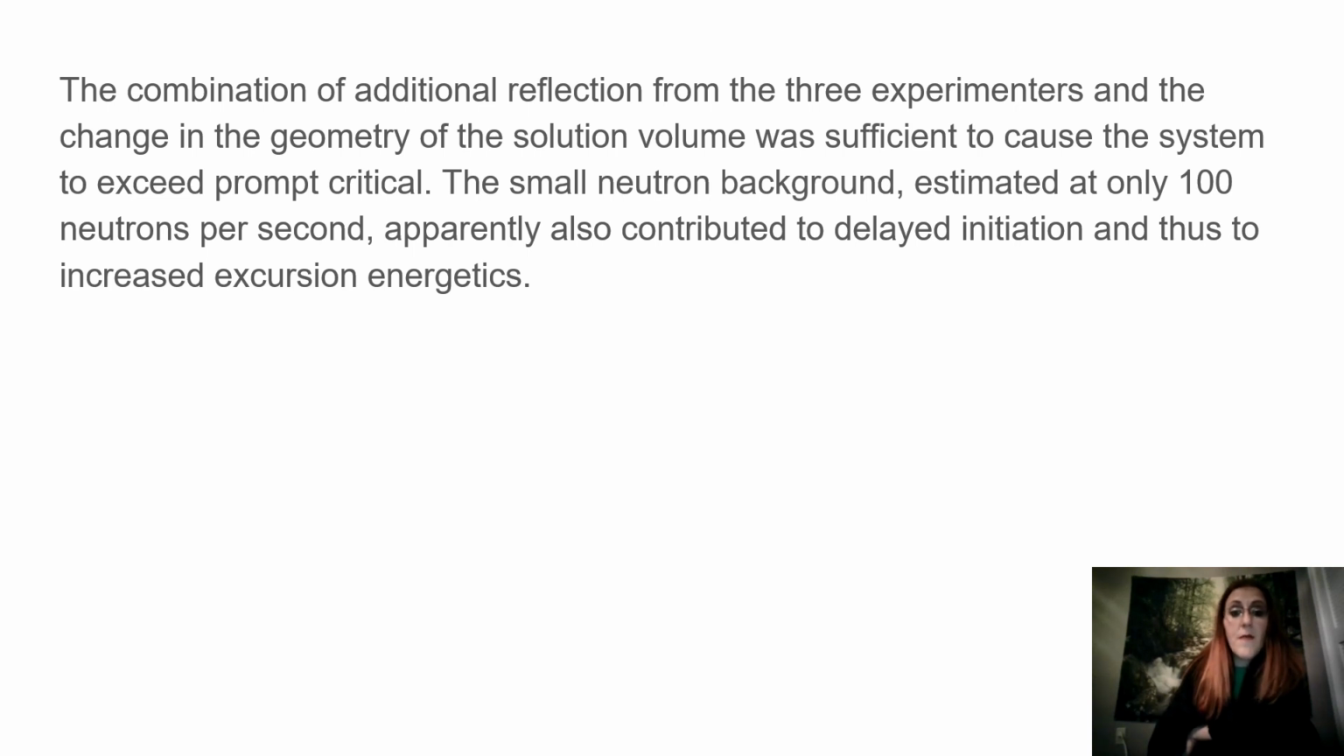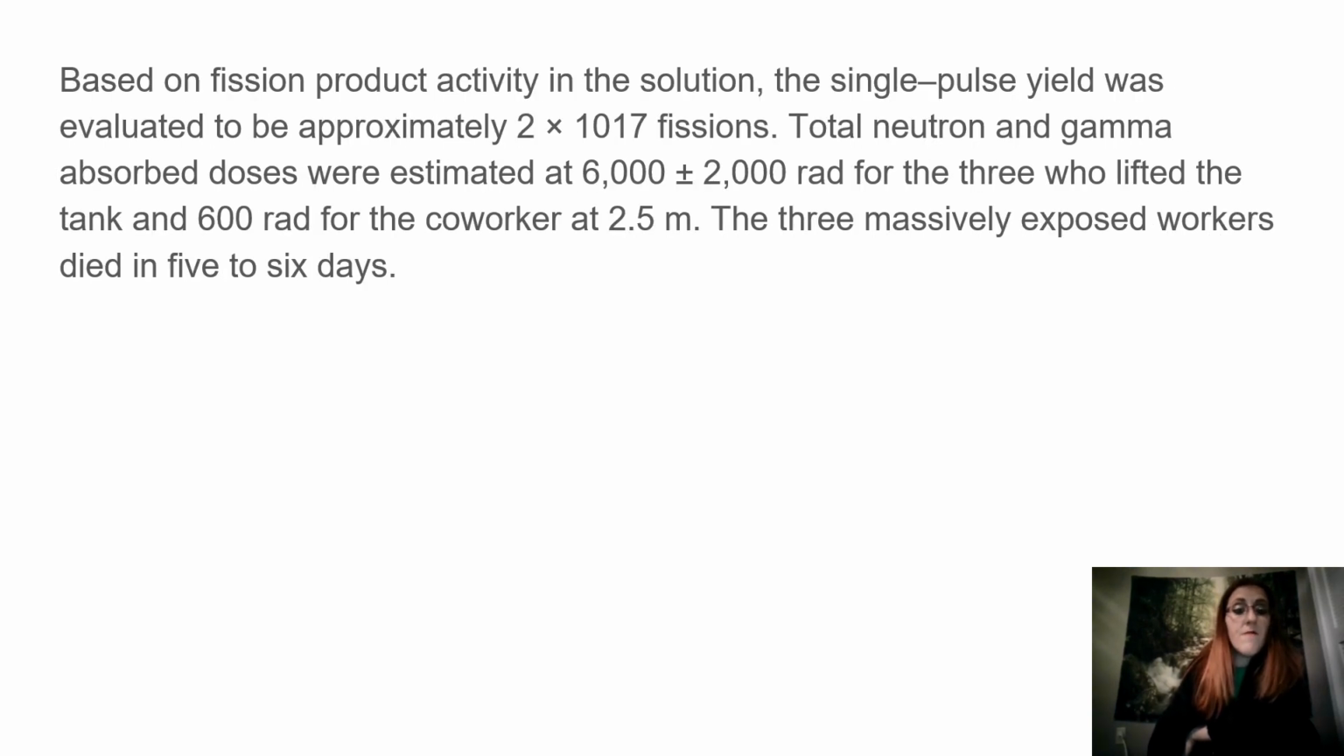The small neutron background, estimated at only 100 neutrons per second, apparently also contributed to delayed initiation and thus to increased excursion energetics. Based on fission product activity in the solution, the single pulse yield was evaluated to be approximately 2 × 10^17 fissions. Total neutron and gamma absorbed doses were estimated at 6,000 plus or minus 2,000 rad for the 3 who lifted the tank and 600 rad for the co-worker at 2.5 meters.